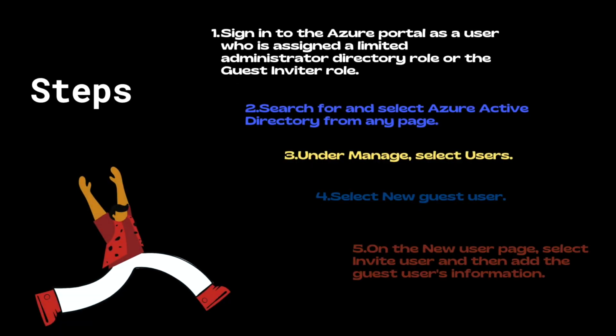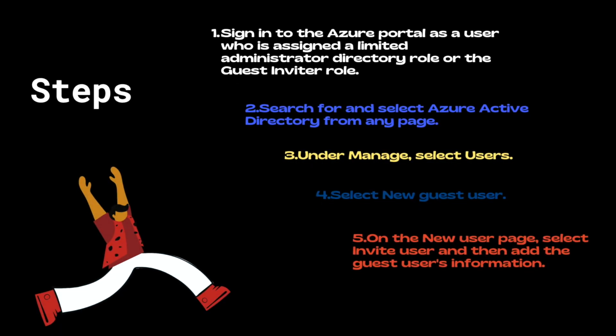There are certain steps that we need to follow in order to set up this account. The very first is that you have to sign in to your Azure portal as a user who is assigned a limited administrator directory role or the guest inviter role. Make sure you have already set up your Azure account. If not, then you can sign up for a free account, but for that you would need a credit card. With your credit card, you will get $200 worth of account credits that you can consume at any point of time. Also, I would like to highlight that Microsoft won't charge anything to your credit card unless you upgrade your account. So during the trial phase, you can just use the free stuff over there. That won't be a problem.